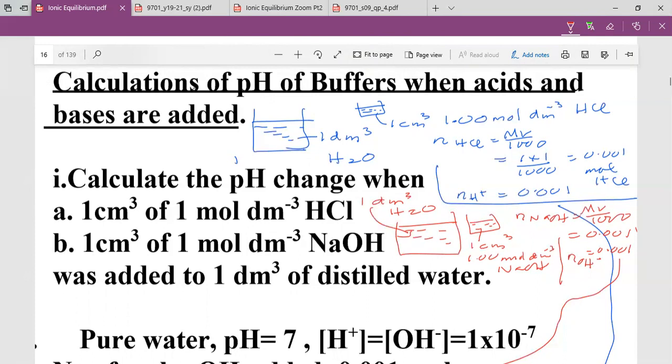Now, calculate the pH of buffers when acid and base are added. This is a very simple thing to show you. Okay, now let me explain. I've done my homework already. I prepared this for about 4 or 5 hours.